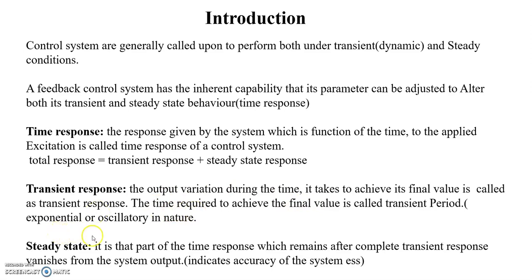The next one is the steady state. It is that part of the time response which remains after the complete transient response vanishes from the system output. It indicates the accuracy of the system, that is the steady state error, ESS.